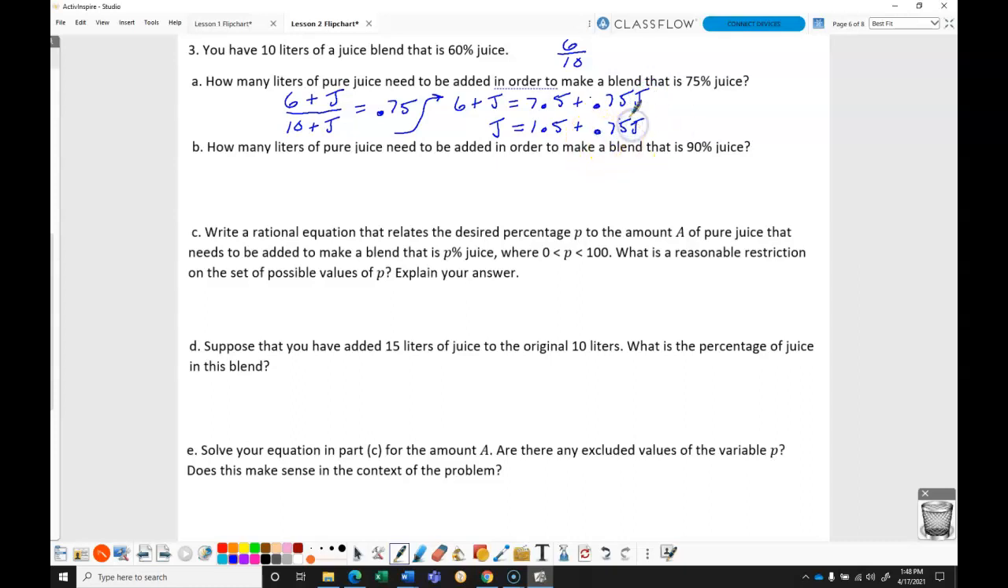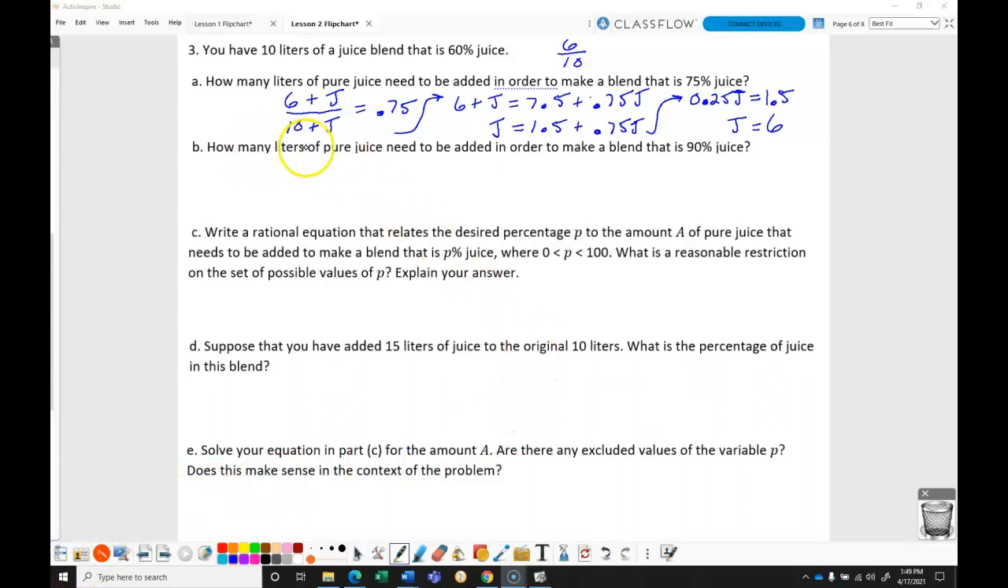Okay, so now I'm going to subtract the 0.75J from both sides, and that gets me 0.25J equals 1.5. So now I'm going to do that division. I'm going to do 1.5 divided by 0.25. Oh, I believe that's 6. So I'm pretty sure we should be adding 6 liters. So we have 6 liters of pure juice.